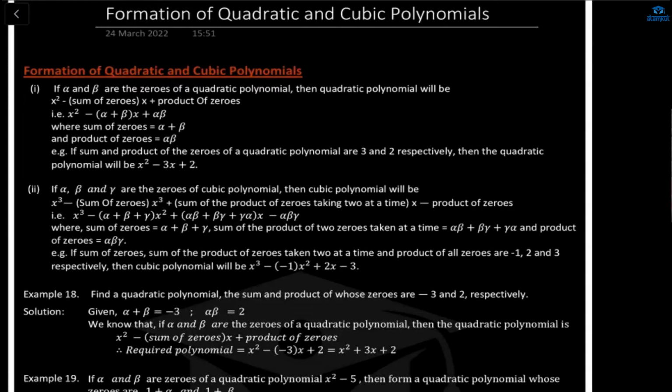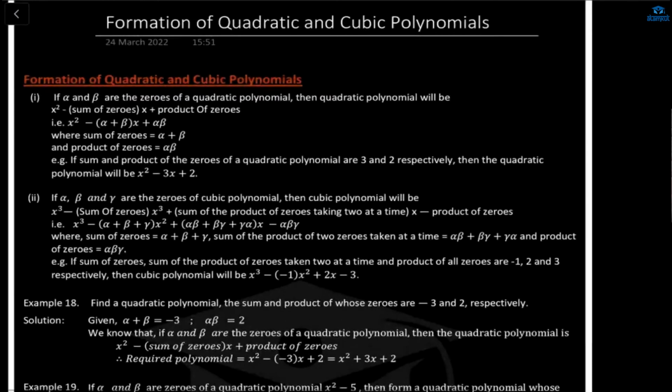So today we will be covering the topic of formation of quadratic and cubic polynomials. How do we form a quadratic and cubic polynomial by using the zeros of the polynomial? If the zeros of the polynomial are given to you, how can you construct the whole polynomial, for a quadratic polynomial and for a cubic polynomial?